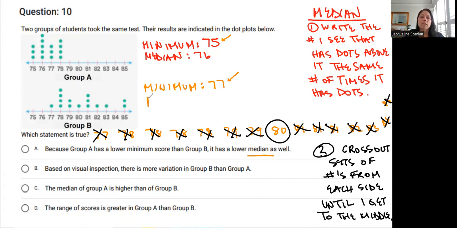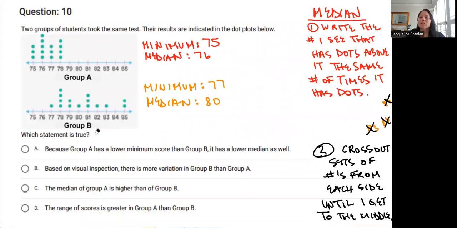Okay, so the median is 80. All right, now I'm going to go back to choice A and make sure that all of the parts of choice A are correct. All right, so choice A says, because group A has a lower minimum, which is true, 75 is lower than 77, it has a lower median as well. The median of A is 76, the median of B is 80, 76 is lower than 80, so that is a true statement. I actually am done. I know this is true.